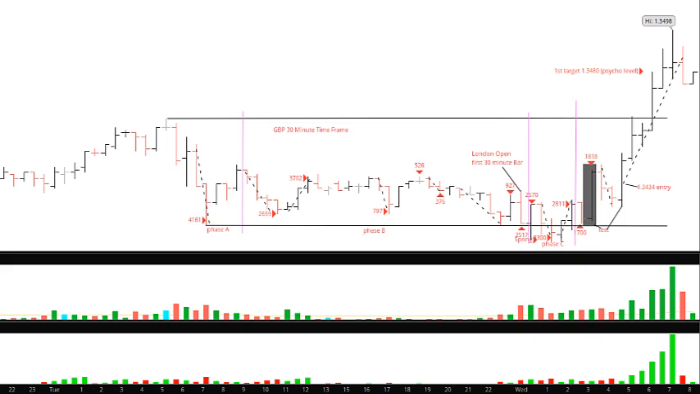Okay, today is December 29th. We're going to do a complete walkthrough analysis on this pound dollar 30-minute time frame trade. So this is pound futures is what we're looking at. We always start with pound futures.